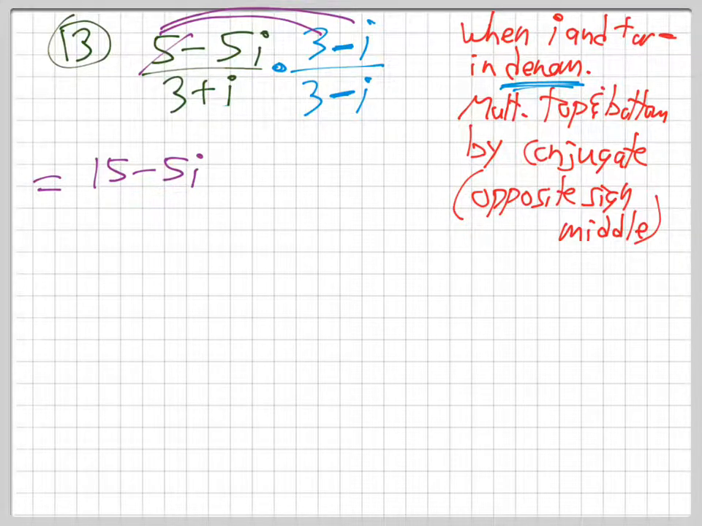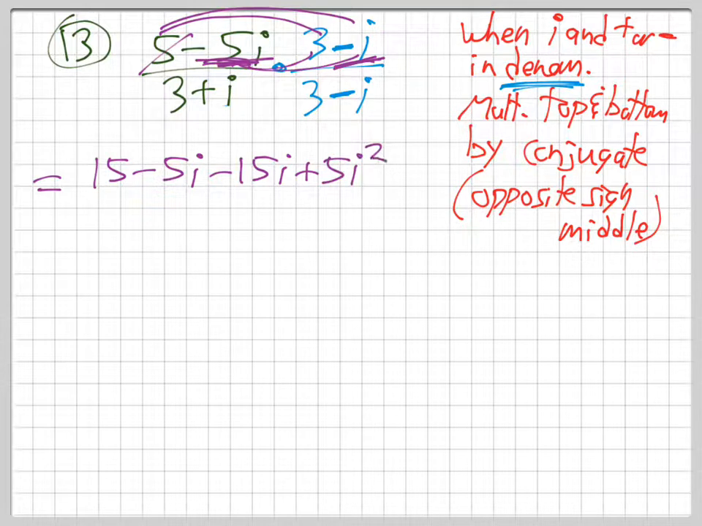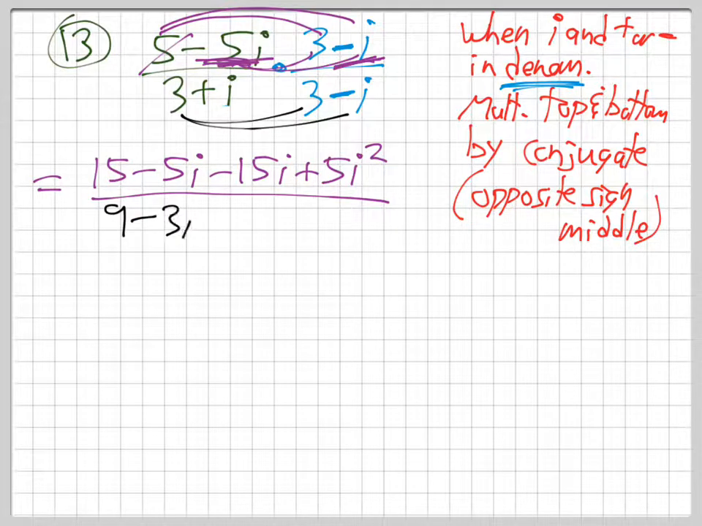And now, this minus 5i is going to go boom, boom. Minus 15i. And minus 5i times minus i, plus 5i squared. You know in a minute that's going to become a negative 5, because that's what we do with i squared, right? On the bottom, this 3 is going to go to both. 9 minus 3i, he's done. First to both, second to both. And this plus i is going to go to both. Plus 3i minus i squared.